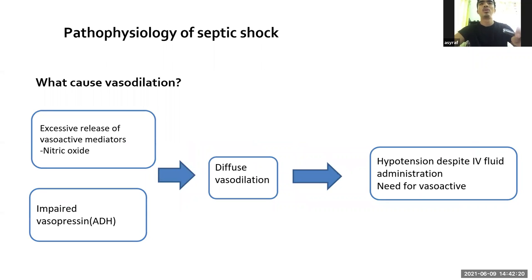Okay, so for septic shock, I mentioned previously, the definition is hypotension despite IV fluid. So why does it happen? We have to know that there is diffuse vasodilation. There are excessive vasoactive mediators such as nitric oxide, and there is impaired vasopressin, such as antidiuretic hormone. When there is excessive vasoactive mediators, this leads to diffuse vasodilation. So when this occurs, despite giving IV fluid, the patient still has hypotension. Therefore, we need to give vasoactive drugs such as noradrenaline.